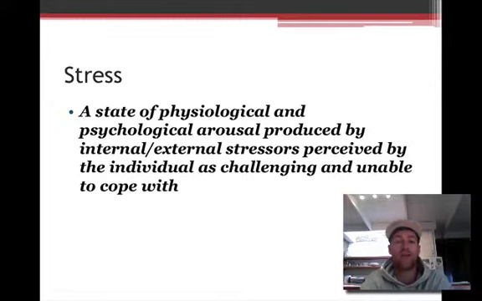Stress isn't necessarily bad. You're going to find that out a little bit later. But it is the physiological and psychological arousal. Okay, so that's really important. There are internal and external stresses. We're going to find out what a stressor is in the next slide. And it's important to understand that it's all of these things perceived by the individual as either challenging or unable to cope with. Okay, so it's about the perception of the individual. What is stressful for someone might not be stressful for someone else. We've seen that in our class a lot.